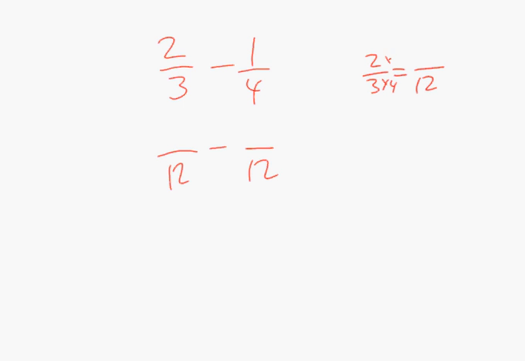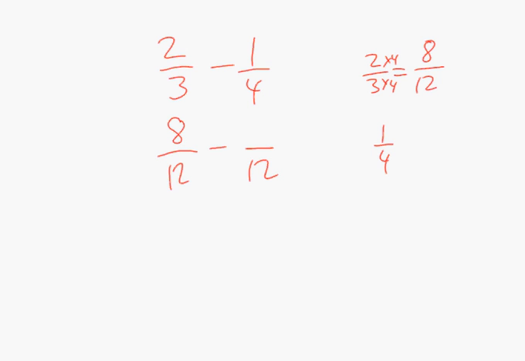In the second example, we have 2/3 take away 1/4. The first multiple both 3 and 4 share is 12. So I'll write down 12. 2/3 is equivalent to 8/12. They're the same amount. So I'm going to write down 8/12 instead of 2/3.